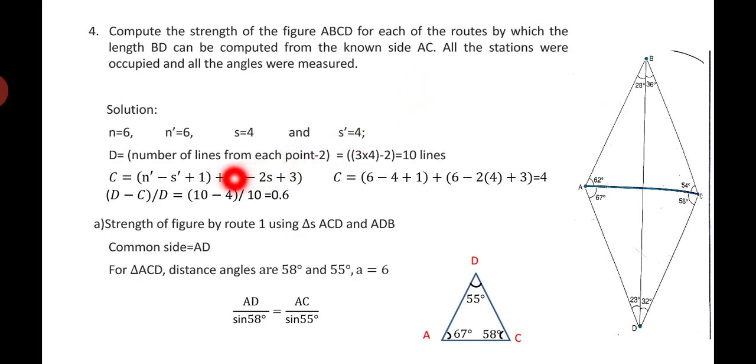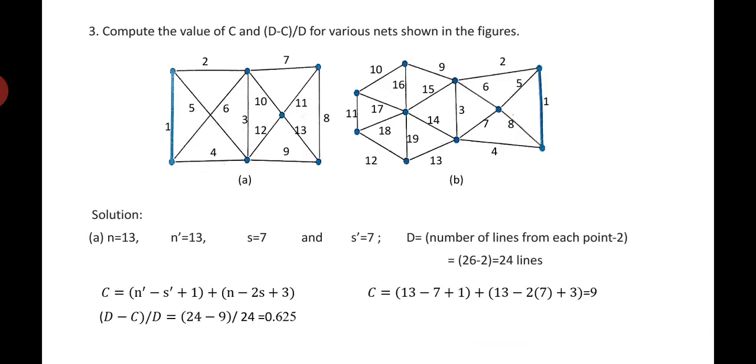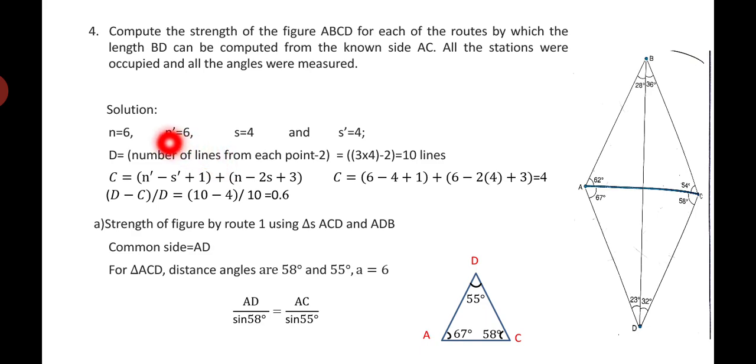See, n is equal to, here you can count the sides: 1, 2, this is third, this is fourth, fifth, and sixth. Six sides are there, right? Totally 6 sides. Then what will you have? n is equal to 6, n dash is equal to 6, s is equal to 4: 4 stations, 1, 2, 3, and this is the fourth point, and also s dash is equal to 4.